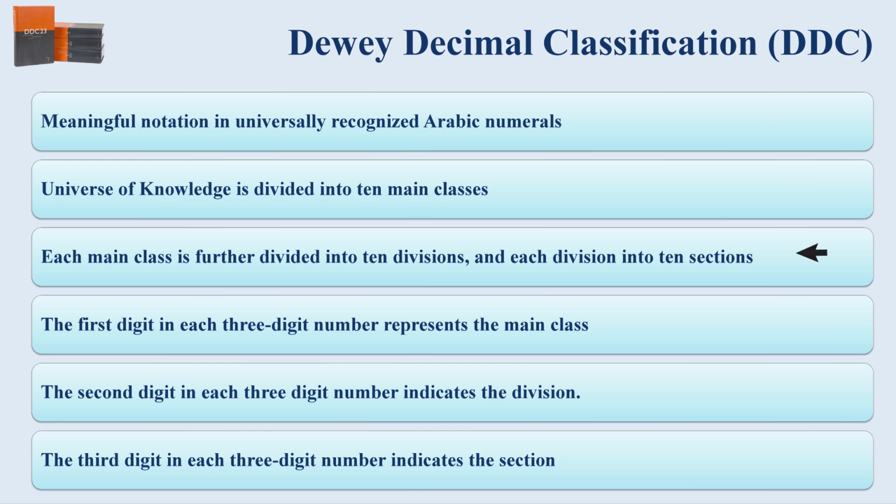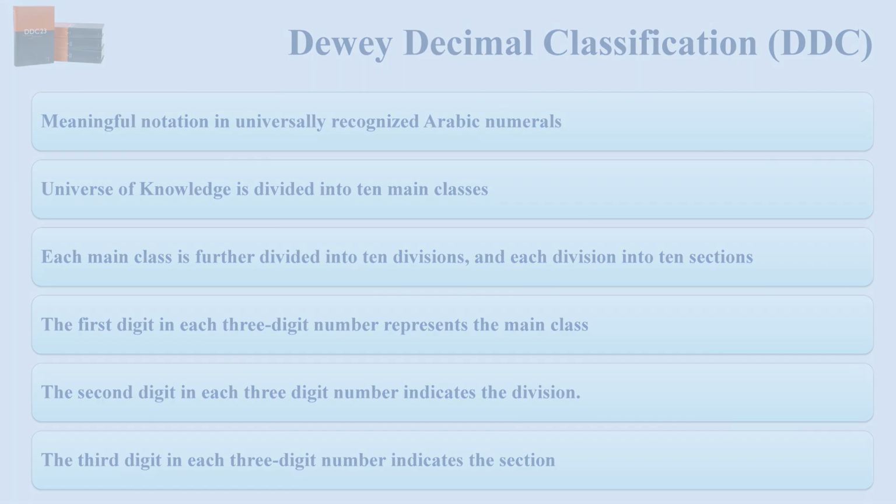Each main class has been divided into 10 divisions and each division into 10 sections. So the first number in the 3-digit class number is dedicated to the main class, the second to the division, and the third to the section. You should know that DDC is the most popular library classification scheme around the world, and around 2 lakh libraries around the world are using this particular classification scheme.